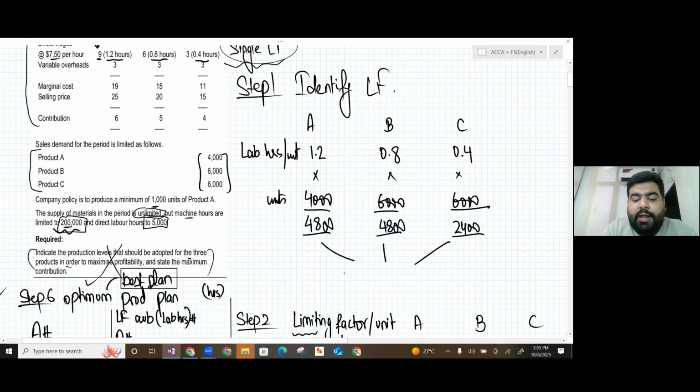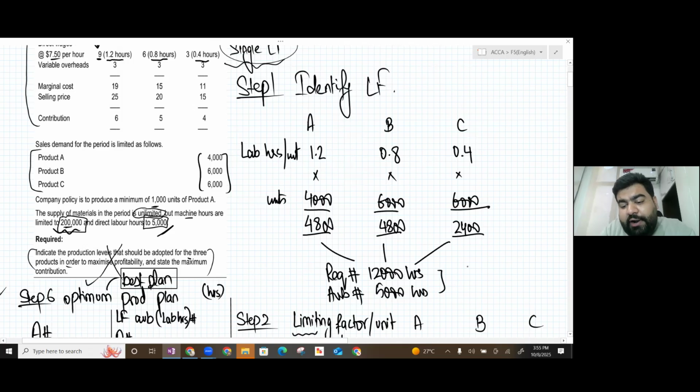Just add them. The labor hours we require for production are 12,000 hours. But available labor hours, if you see, are just 5,000. You need more labor hours, like 12,000, far ahead from the available labor hours of 5,000. So this is the limiting factor. From here we can confirm that labor hours are the limiting factor.